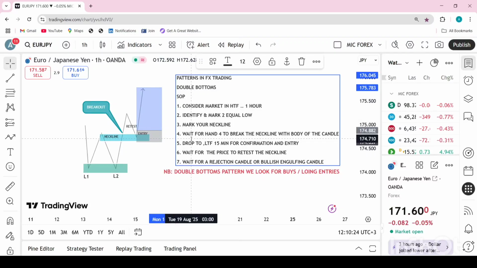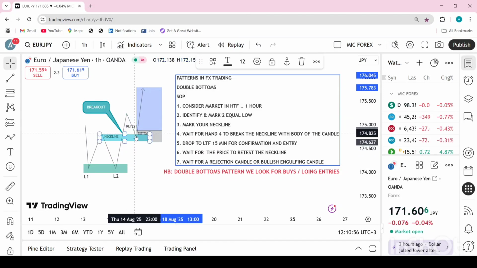Number 5 is to drop to a lower time frame, and then you wait for confirmation so that you can be able to take the trade. So you drop to a lower time frame for confirmation, and then number 6 is to wait for price to retest the neckline. After the breakout, you anticipate that the price is going to retest the neckline.